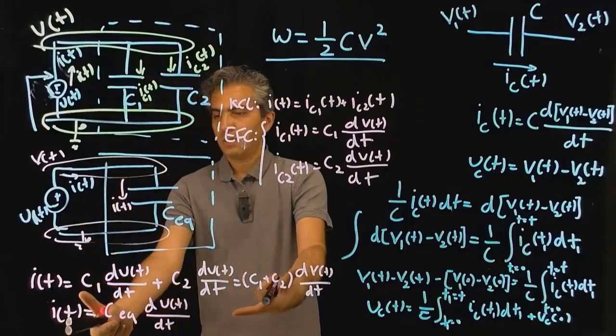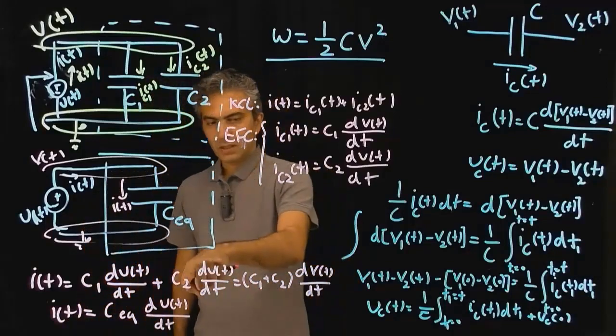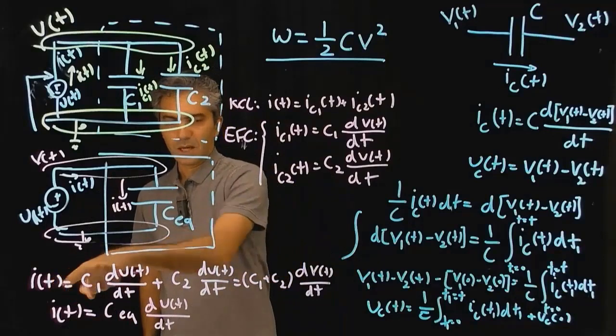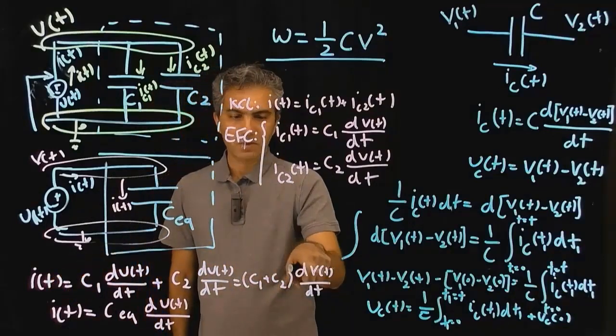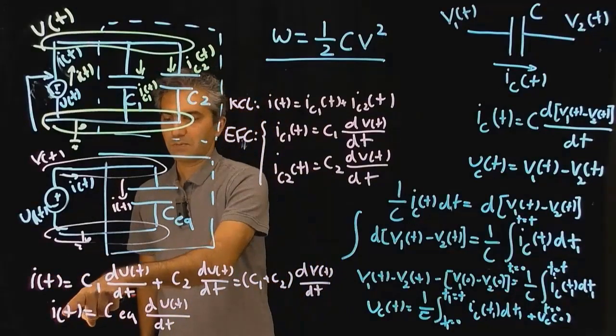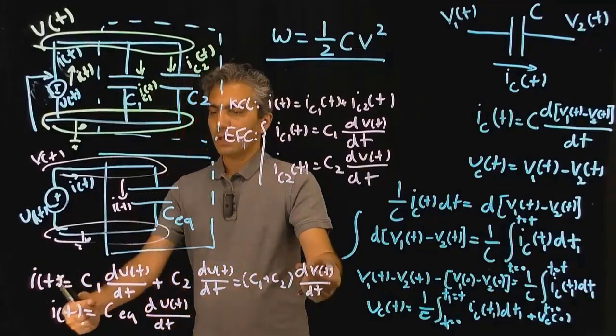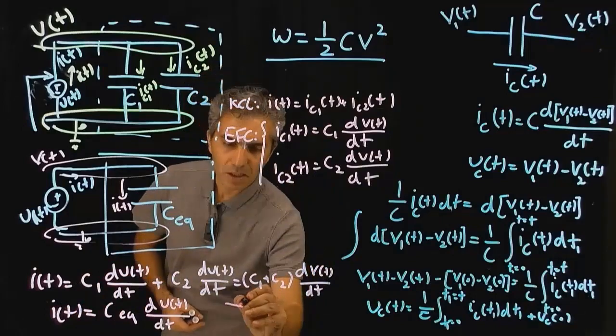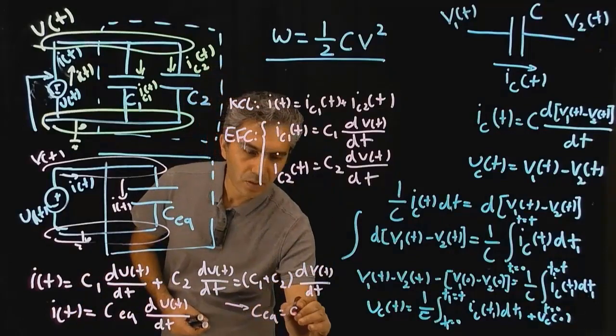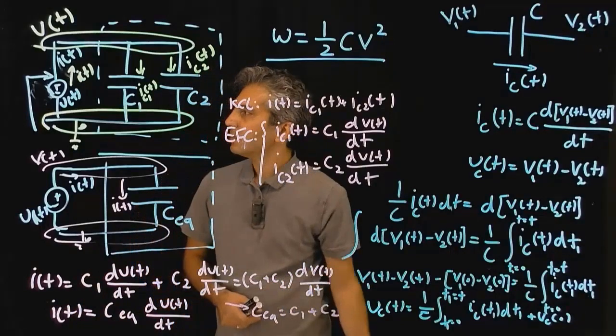And I'm saying these two have to give me the same result. So the top one is giving me It is (C1 plus C2) dV/dt. The bottom one gives me It is equal to C equivalent dV/dt. So if these two are the same, that means that C equivalent has to be equal to C1 plus C2.